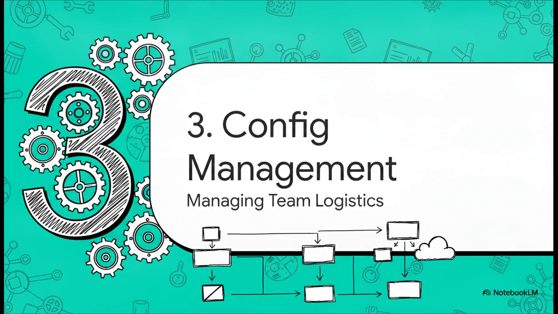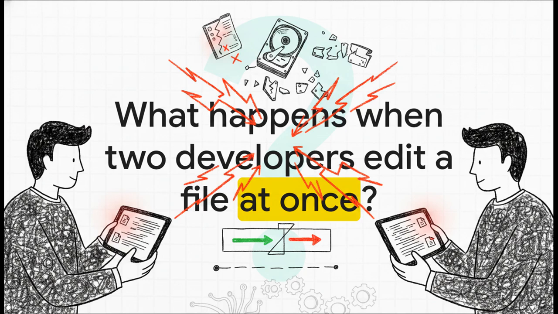Moving on to Part 3, Configuration Management Essentials. Now that we've covered how we assemble the parts, let's look at how we actually manage them. I want you to imagine an absolute nightmare scenario. You're working on a massive project with a team. What happens when 2 developers open and edit the exact same file at the exact same time?